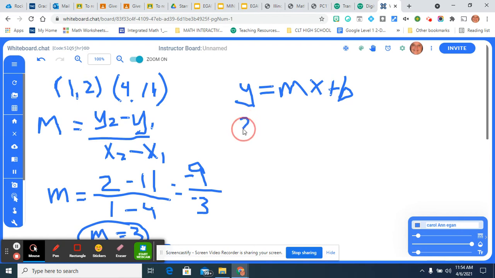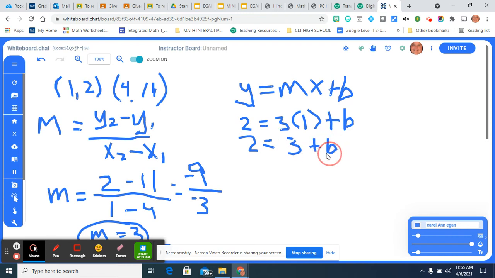So this point, y is 2. The slope, or the m we found, was 3. The value of x from that point is 1. And we are looking for the b. So 2 equals 3 times 1 is 3, plus b. To isolate b, we're going to have to subtract 3 or put a negative 3 on both sides. 2 plus negative 3 is negative 1. Three and negative 3 cancel out to be 0. And I'm left with negative 1 equals b.